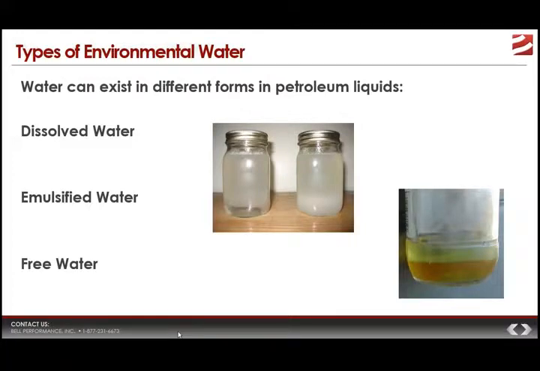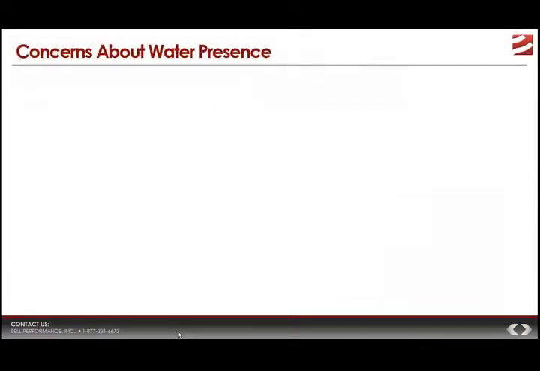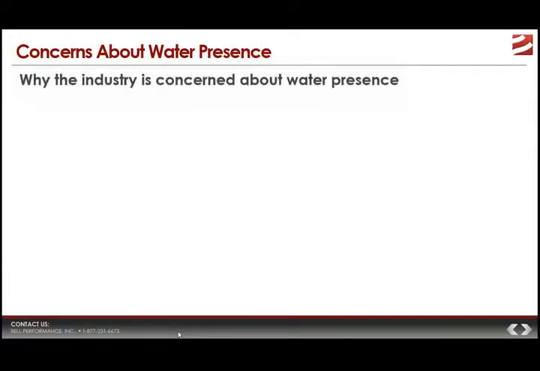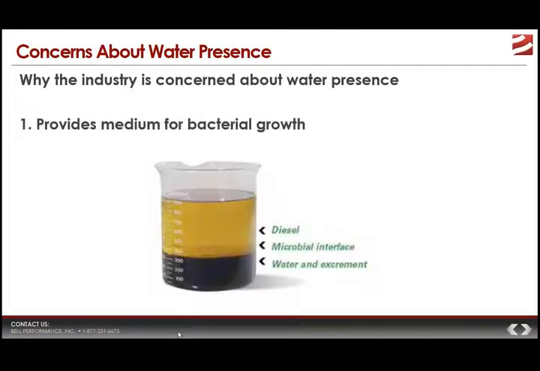So let's consider why this is a problem. Why should we be concerned about this? Well, the first reason why people in various industries are concerned about water presence is that it provides a medium for bacterial growth. Microbes, and it's not just bacteria, it's microbes, it's fungi, and algae, but these need water in order to grow. So you get a layer of water down at the bottom.